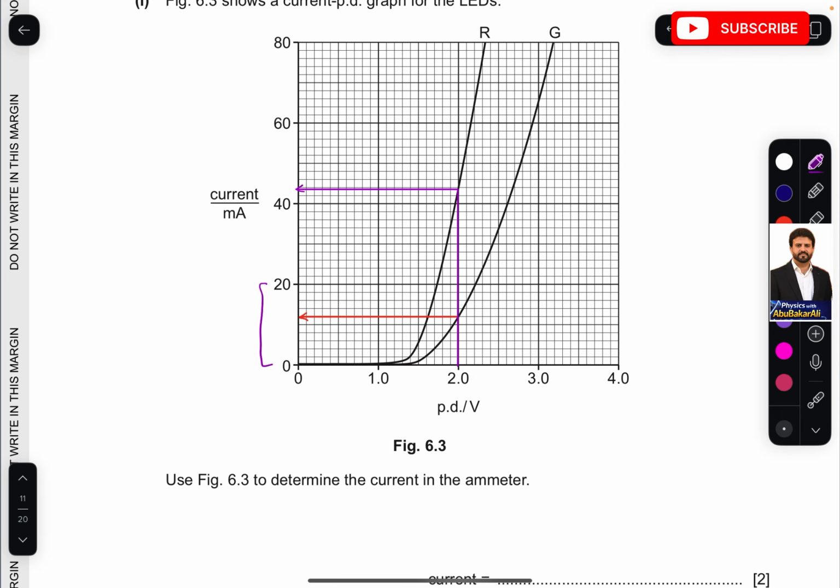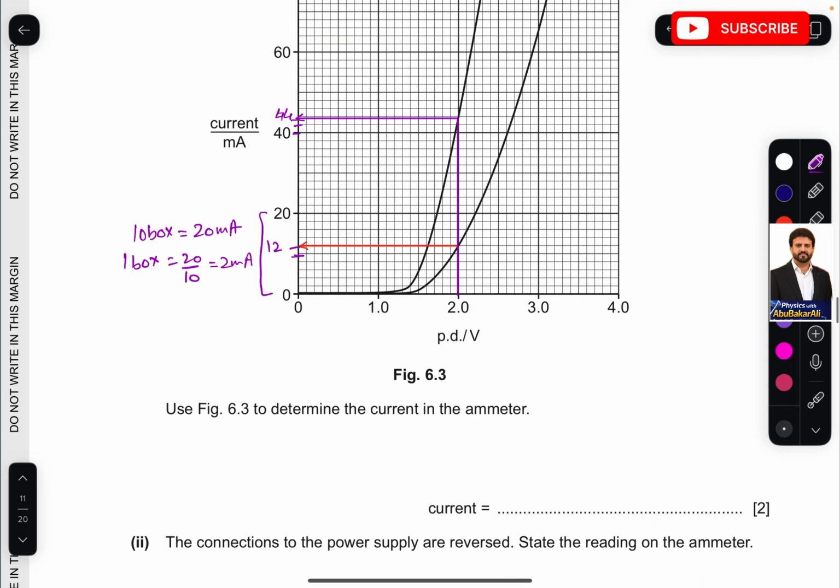Okay. So now look at this. We know these are the 10 boxes. 10 boxes are equal to 20 milliampere. So one box is equal to 20 over 10, that is equal to 2 milliampere. So one box is 2 milliampere. So if this is 10, this will be 12. And this is 40, this is 42, this is 44. So I is equal to 12 plus 44. That will give you 56. Don't forget to write down the unit. It's milliampere. Okay, it's given here.